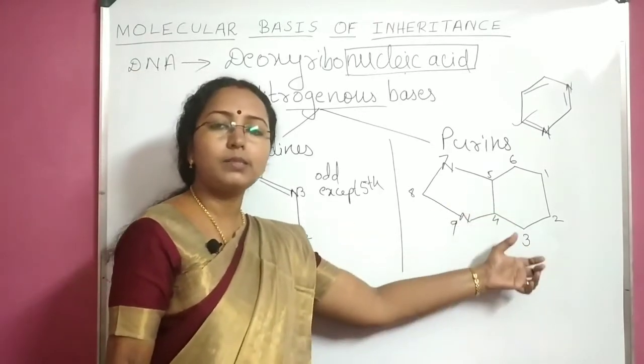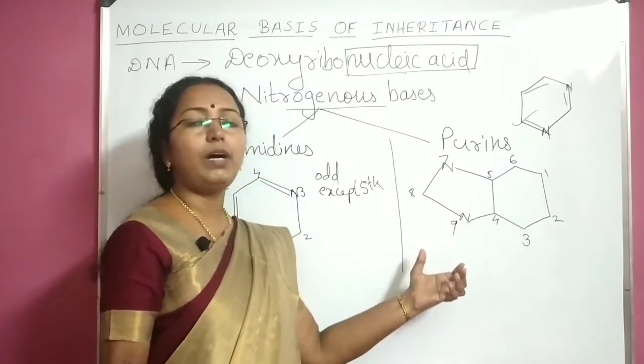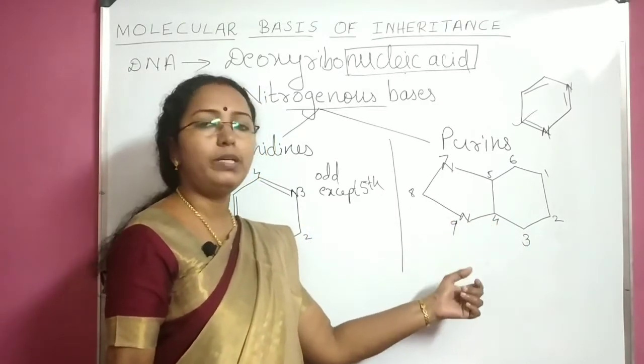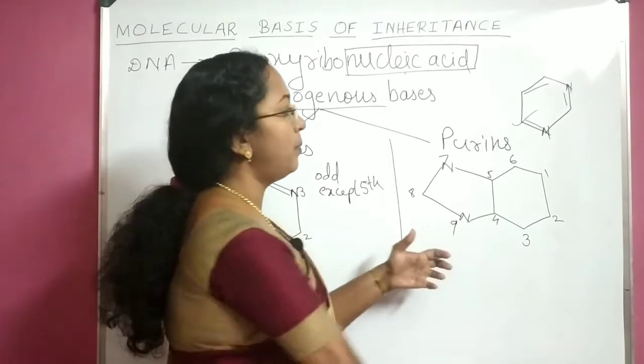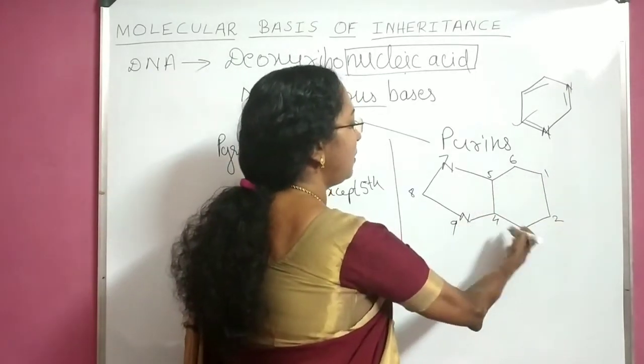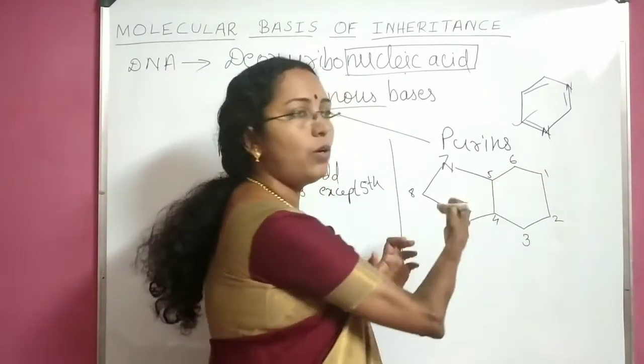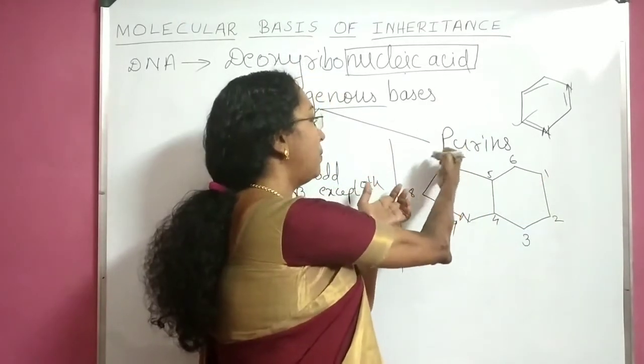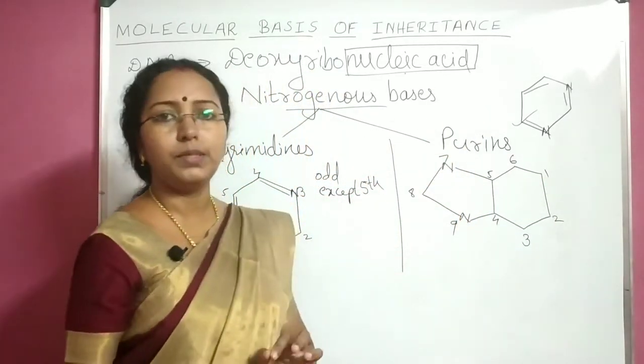Same way, you have a 6-membered ring, but it is fused with a 5-membered ring also. So naturally there will be a difference in the numbering. So here the numbering starts from here. 1, 2, 3, 4, 5, 6. One ring is all numbered and then again from the top 7, 8, 9. Like this it is numbered.